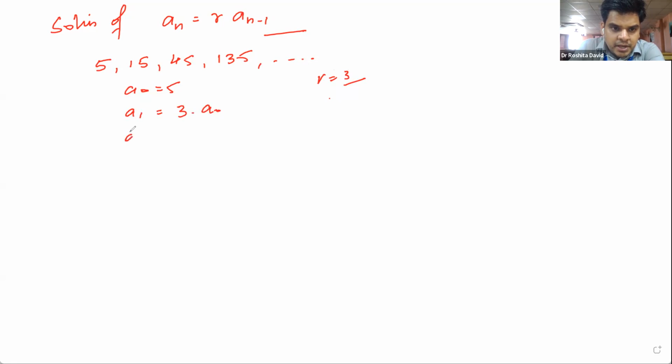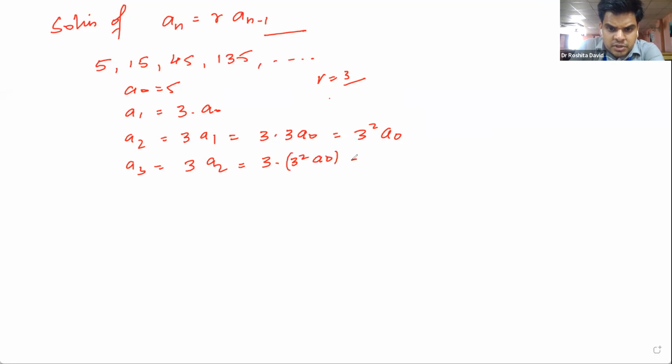So A1 is 3 A0. A2, if I want to find, I will write r A1. A3 is going to be r A2. If I put the value of A1 here, I will write 3 into 3 A0, that is 3 square A0. Here I will write 3 into 3 square A0, meaning 3 cube A0.